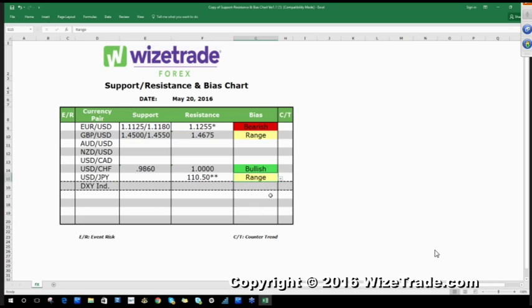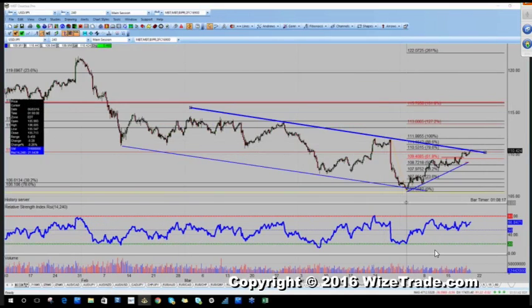We're in a range. We're threatening to turn bullish. And if the dollar yen goes bullish, that's very dollar bullish, because this move in the dollar yen has really taken down the dollar. It took down the dollar index. If we start really ripping through here, it's going to put a fire under the dollar's butt.